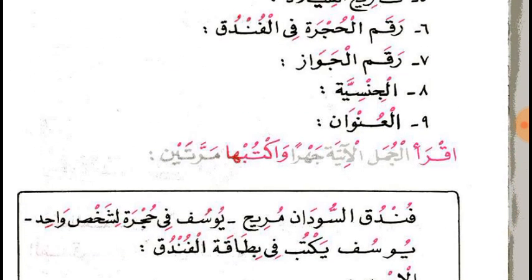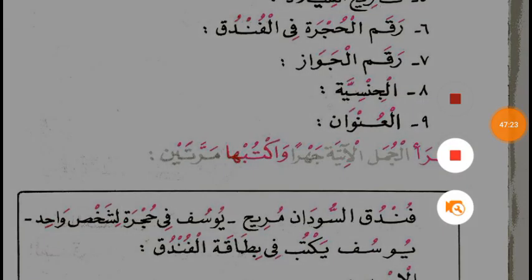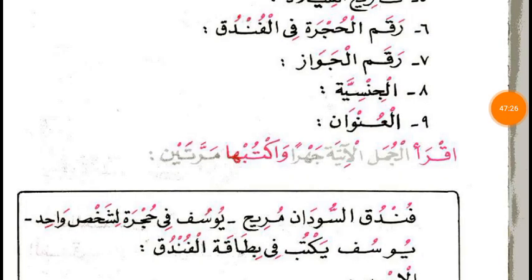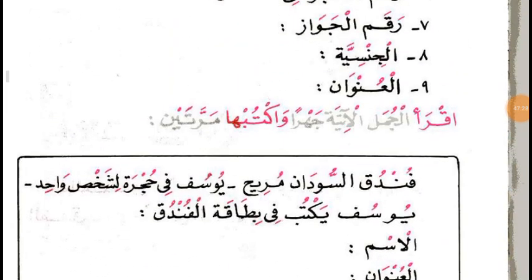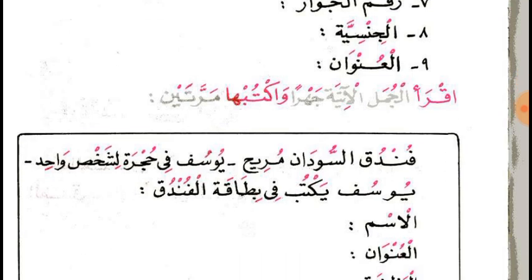1996. Rakamul Jawaz. Passport number. Sir, it's the same kind of difference here. We can just say, Alf wa tisun. Then Algincia. Female. Algincia Pakistania. Al-Unwan, this is the address. Then Ikra jumla latia jahran waktubuha maratain.